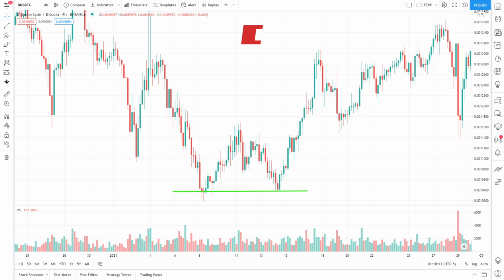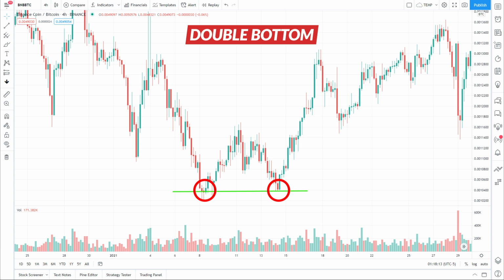This is called a double bottom pattern. An easy way to identify a double bottom is to look for a W shape on the chart. Double bottoms are a sign that price was unable to break through a specific support level on 2 separate occasions, and the result is generally price moving higher. Double bottoms are a bullish chart pattern for this reason.